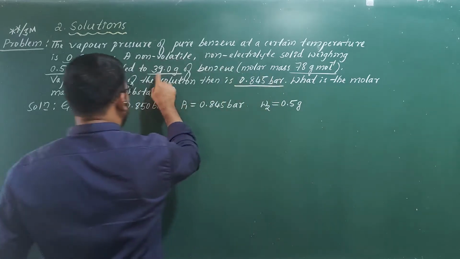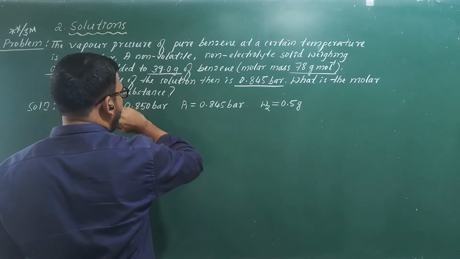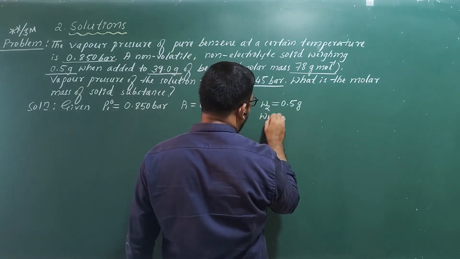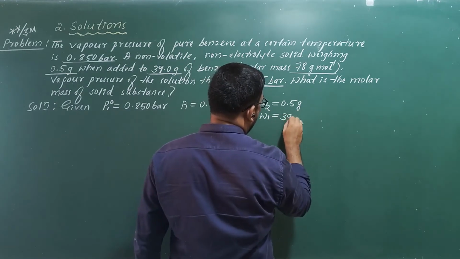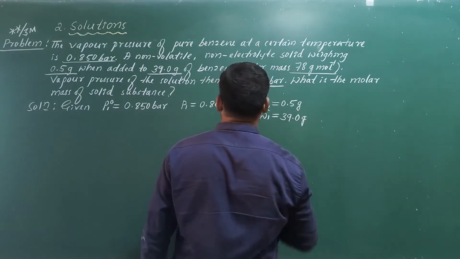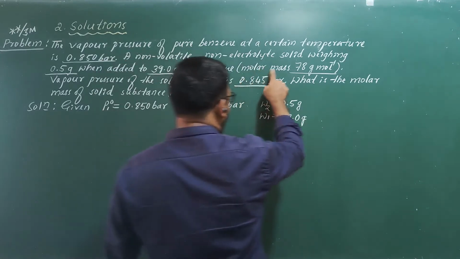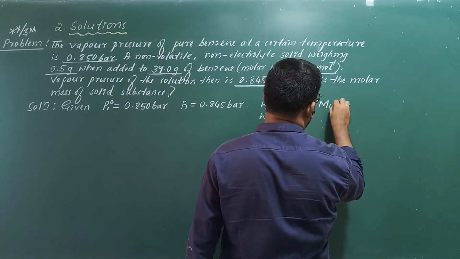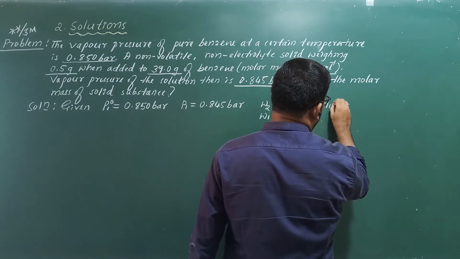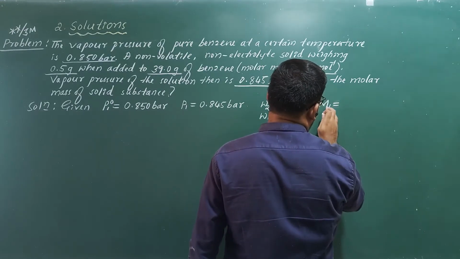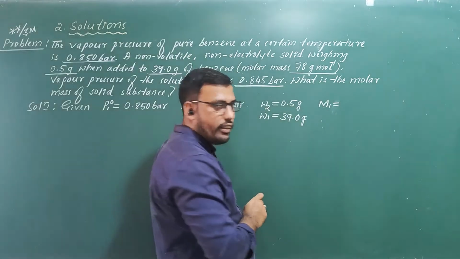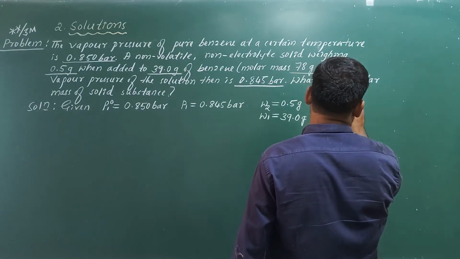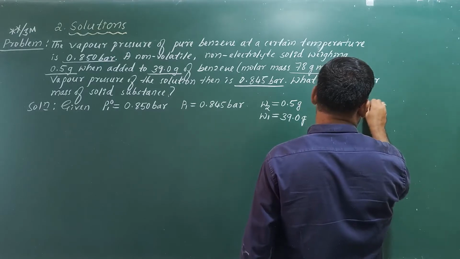And what is this? 39 gram of benzene. It is the mass of benzene, the mass of solvent. So that is W1. W1 is 39.0 grams. The molar mass of solvent is given, that is M1. Molar mass is represented by capital M, so as it is a solvent, take it as M1. So M1 is equal to 78 gram per mole.